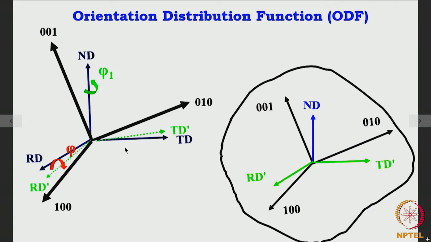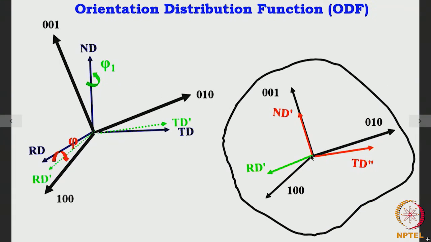Now, the second rotation he has suggested is around RD prime by an amount phi. So, how much is phi? Phi is such that ND and 001 become coincident. You see, by the first rotation, we have already seen that RD prime becomes perpendicular to the plane contained by ND and 001. So, he gives a second rotation around RD prime such that ND and 001 become coincident, and this will be apparent in the next diagram.